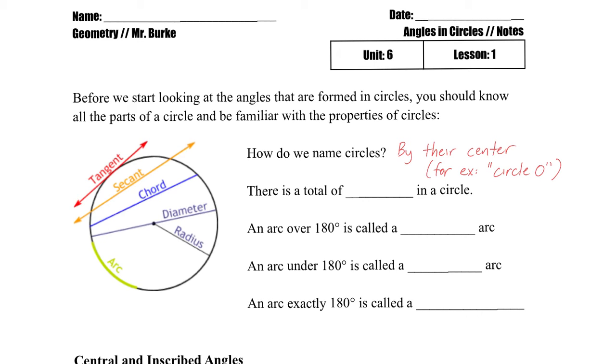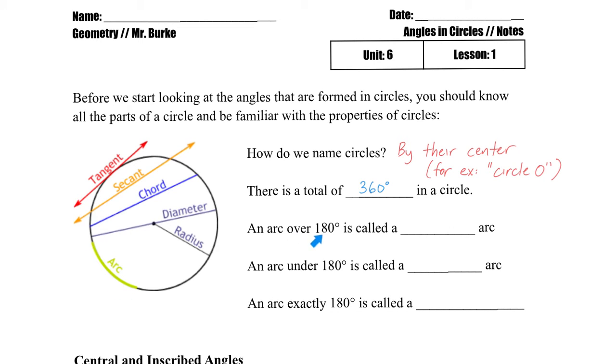Something you probably already know is that there's 360 total degrees in a circle. And then we'll talk a little bit about arcs. Arcs are these guys right here. They're just like a piece of the outside of the circle. Arcs are measured in degrees. They're actually measured in other ways too, but we'll get to that later in the unit.